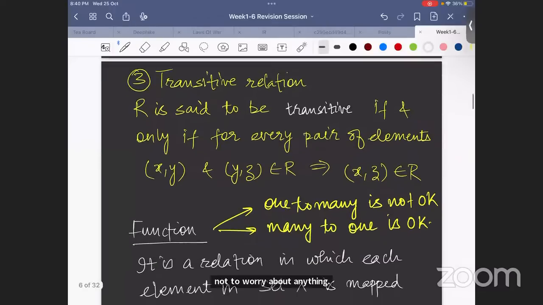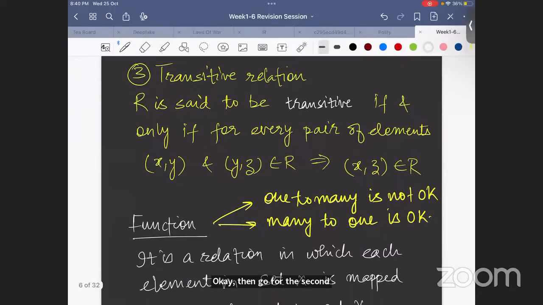Yes, sir, clear. Hello, are you able to hear me? Yeah, go ahead. Sir, I've sent you a question in the chat. Can you please have a look at it and tell me whether it is a transitive relation or not?